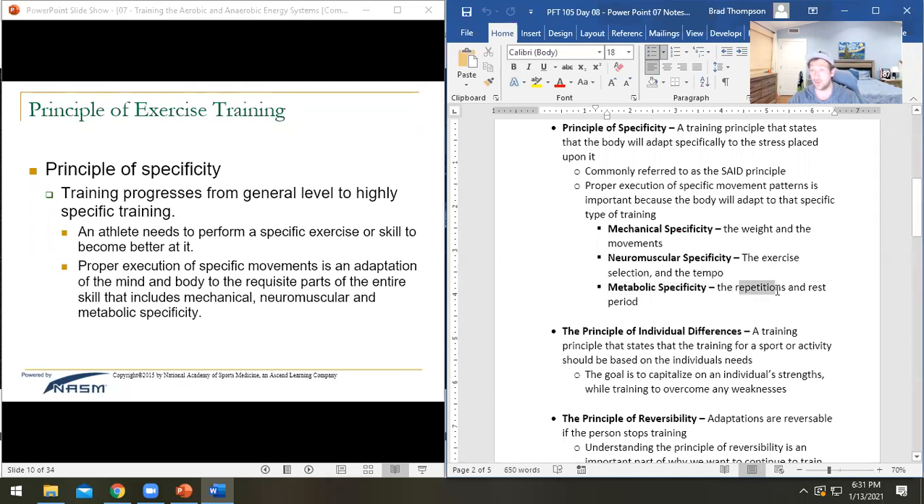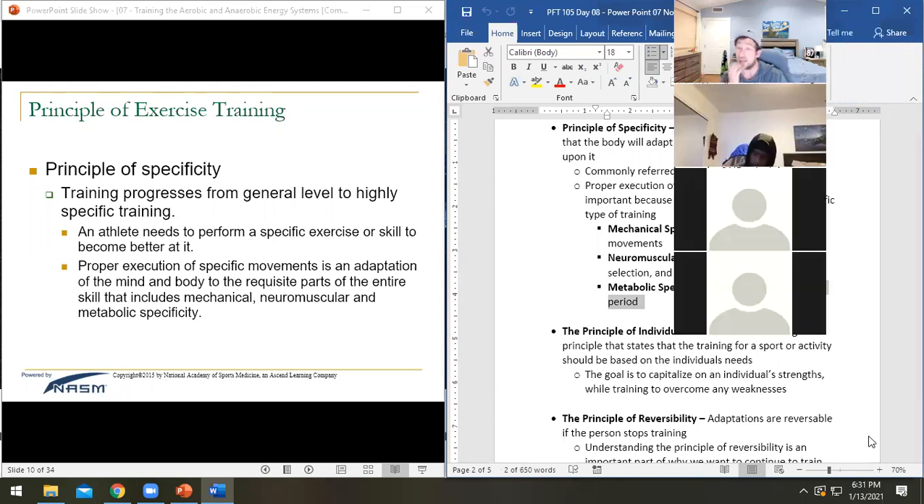Metabolic specificity, my repetitions are going to be really high, which is going to pair really well with my low weight that I picked earlier. And my rest period is going to be pretty limited. I'm going to keep my rest relatively low and try to keep this person churning over and over and over again.